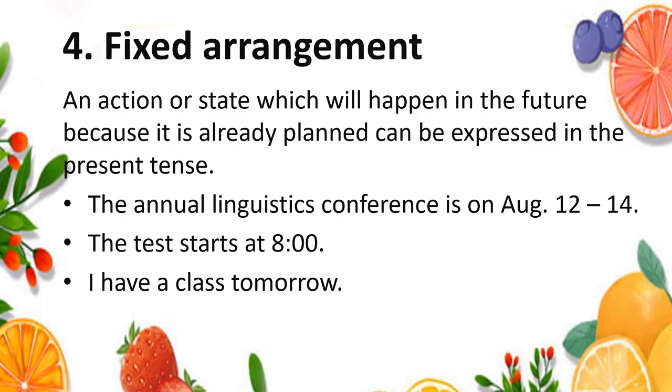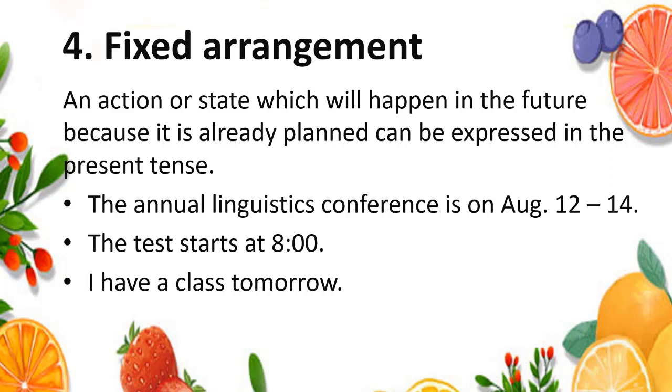So once again, we have four reasons for the use of the present tense. The first is habitual action. So we use the present tense to show a habitual action. The second is to show a present state, a state which is going on in the present time. It's true at the present time.